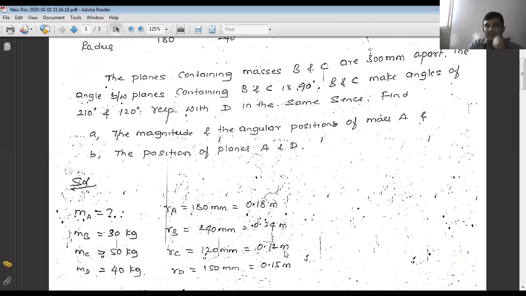We can consider B as horizontal, sir. If you take B as horizontal, C can easily be drawn at 90 degrees, right? Yes, sir. Then B and C make angles of 210 degrees and 120 degrees with respect to D.